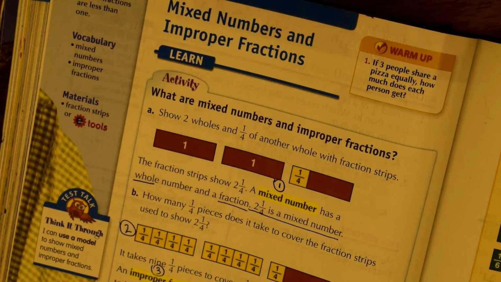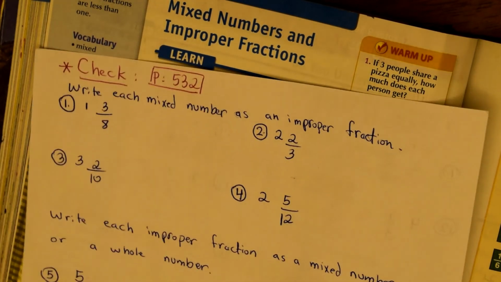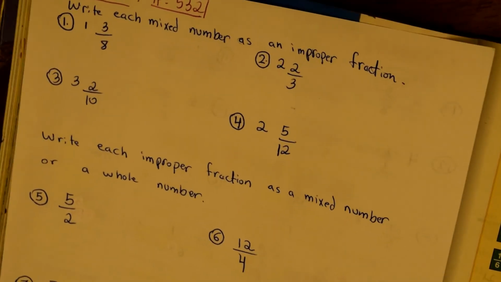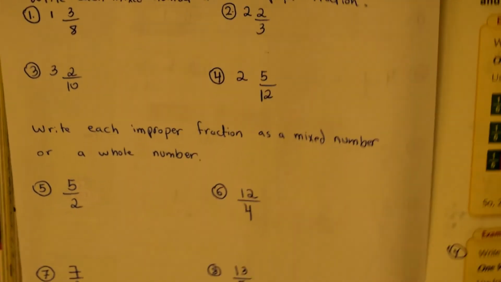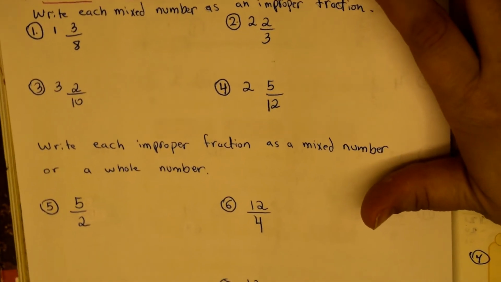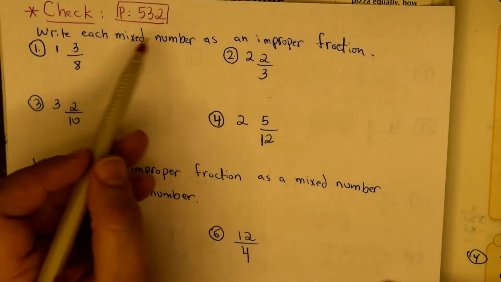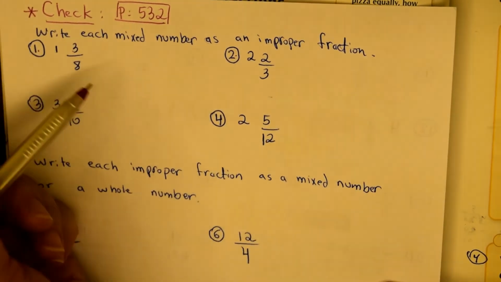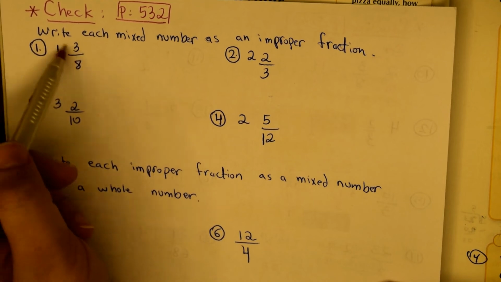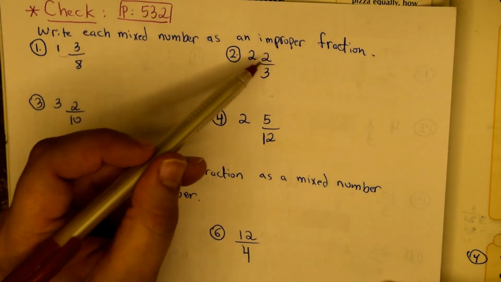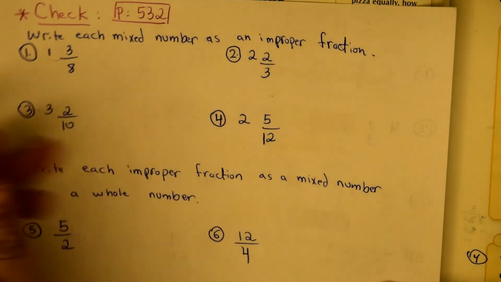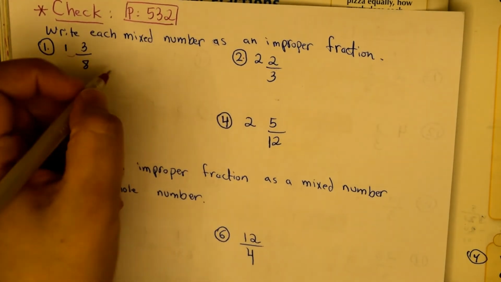Okay, now we will start solving from the book. We will start with check. Write each mixed number as an improper fraction. So here I have a mixed number. Here is the whole, and here is the fraction, whole and fraction. So how can I write the improper fraction?